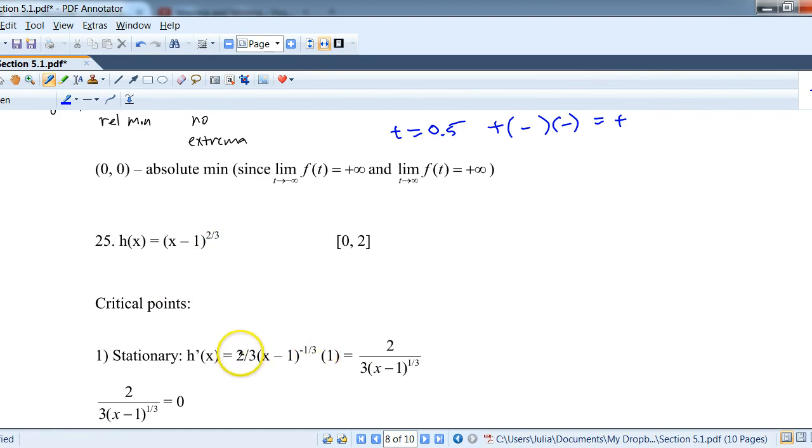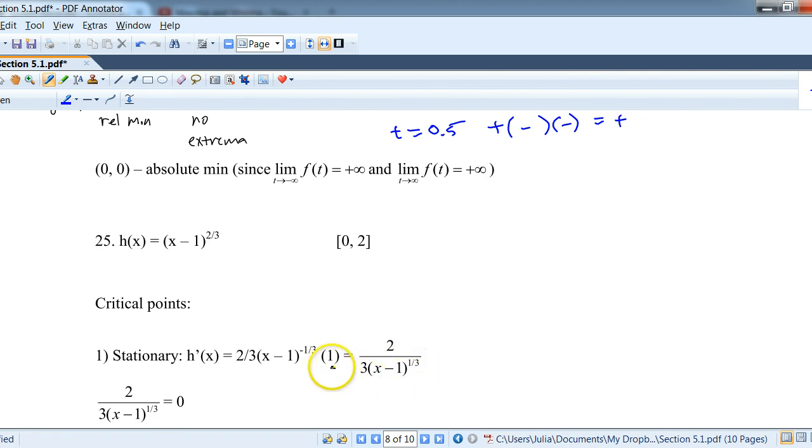So 2/3 comes down. x minus 1 stays, it becomes to the negative 1/3 power. Don't forget to multiply it by the derivative of the inside, which is 1. And we can rewrite it so that we don't have a negative exponent. It helps to do it right off the bat in the beginning. So we keep the 2 on the top, and on the bottom we have 3 times x minus 1 to the positive 1/3 power now.